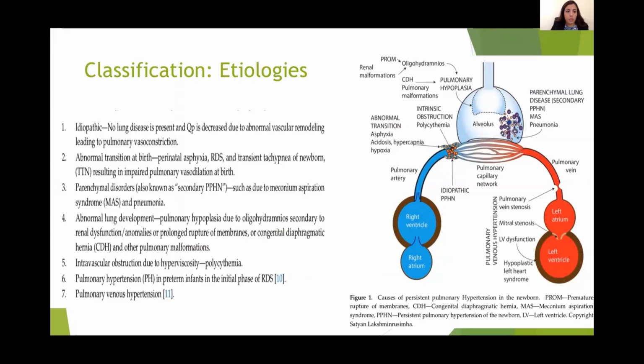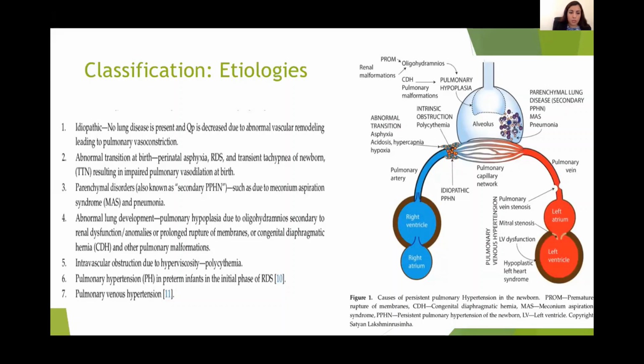pneumonia. Then we have abnormal lung development, like hypoplastic lungs, especially if we have oligohydramnios antenatally and renal dysfunction, prolonged premature rupture of the membranes, and congenital diaphragmatic hernia or other pulmonary malformations. Then we can have intravascular obstruction with hyperviscosity or polycythemia. That's why we have to do a CBC, and we can see this in trisomic babies, for example.